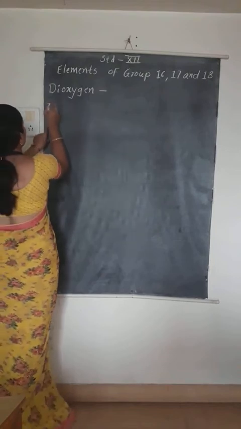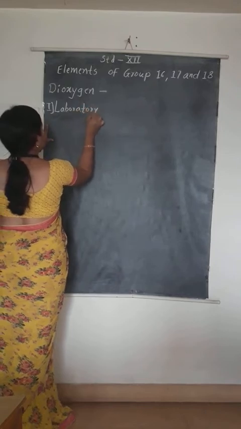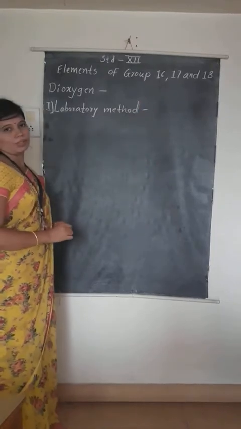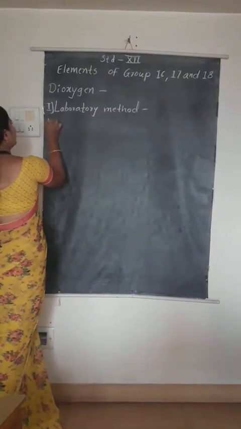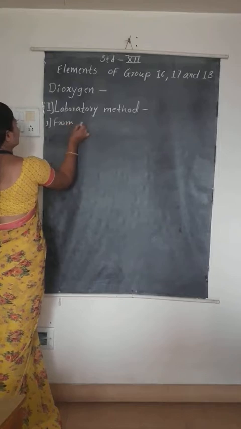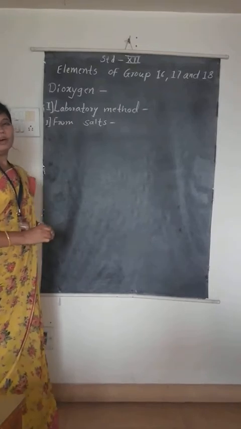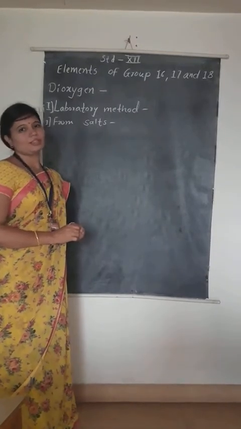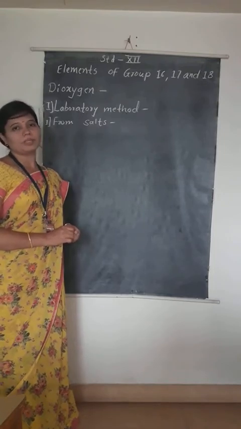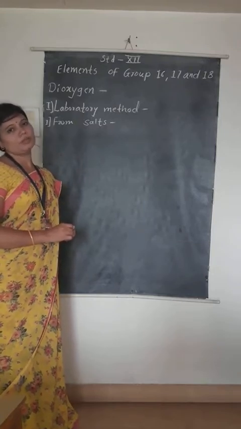So, here, laboratory methods that are used for the preparation of dioxygen. First we will see preparation in the laboratory from oxygen containing salts. When oxygen containing salts such as nitrates, chlorates or permanganates are heated at high temperature, they undergo thermal decomposition to evolve oxygen.